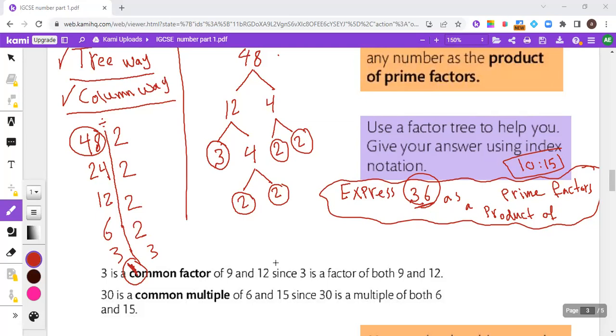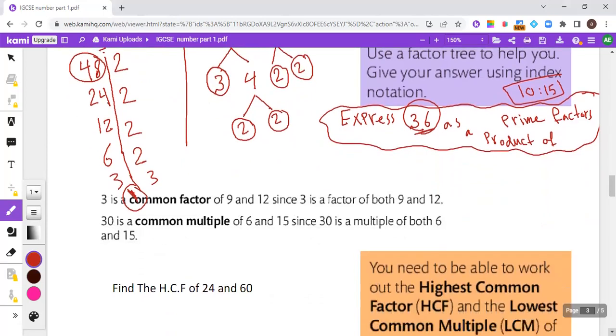Okay, guys. Omar, focus with me. I will do it quickly. Like here, as a column, I will use your way, the column way, no problem. So 36 divided by 2 is 18, and 18 divided by 2 is 9.